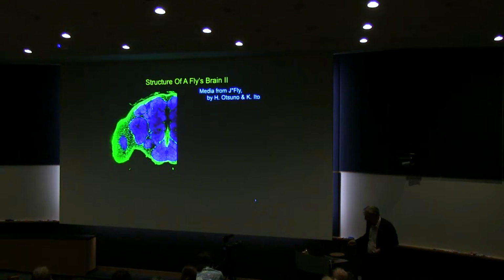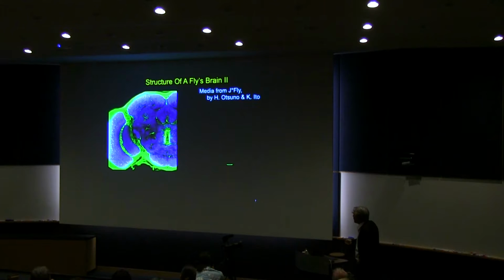So I want to focus in on the core brain. If you look at that top part, this is from Otsuna and Ito. They stained the synapses in blue, and the green is actually glial cells.